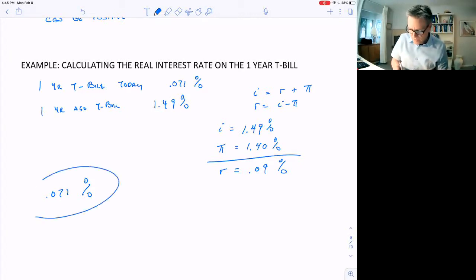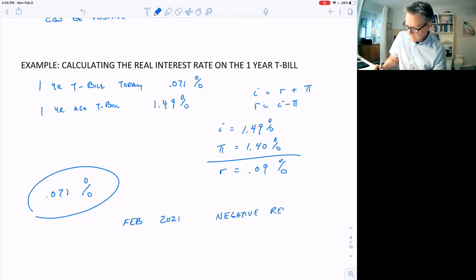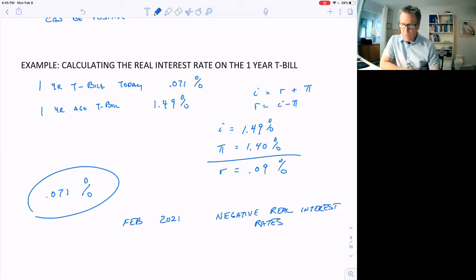Whatever it is, I know that it's greater than 0.07%, which means I'm fairly certain that right now, as of the date that I'm filming this, February 2021, we probably have negative real interest rates. As long as inflation is more than 0.07, which it is, then we've got negative real interest rates.